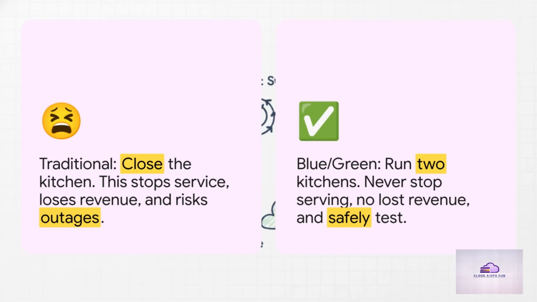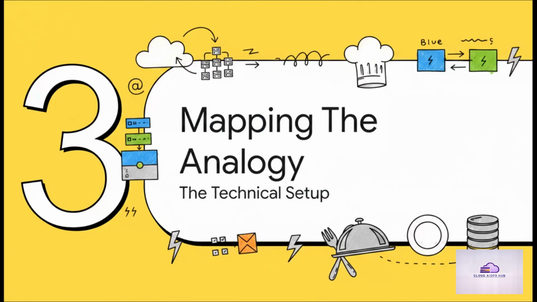Now, contrast that with the blue/green model. Here, you're running two kitchens at the same time. You never stop serving. There's no lost revenue. And here's the best part. You can safely test all your new dishes in that second kitchen before a single customer even knows it exists. Okay, that's the story. But how do we actually build this? How do we map this whole restaurant idea to our technical reality in AWS? Let's break it down piece by piece.